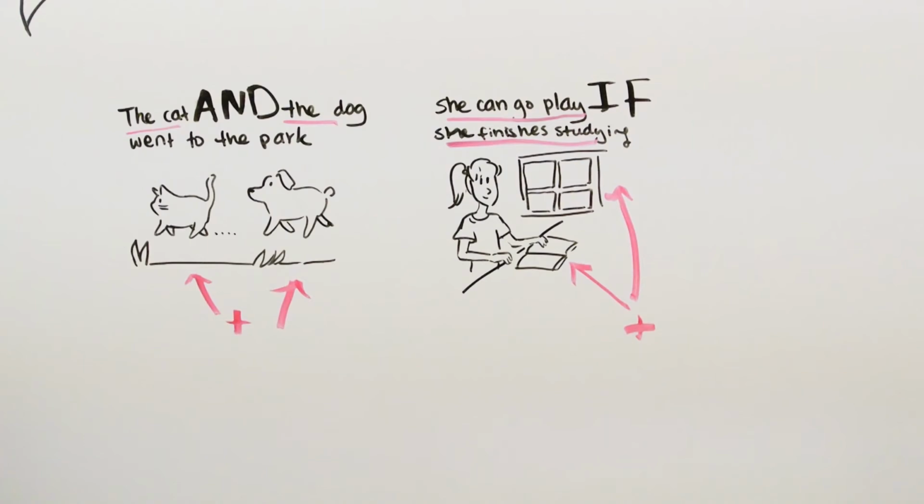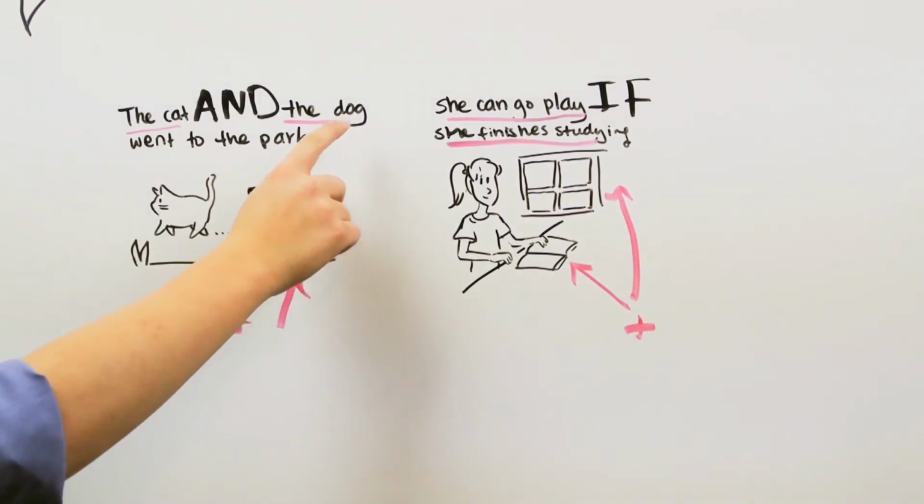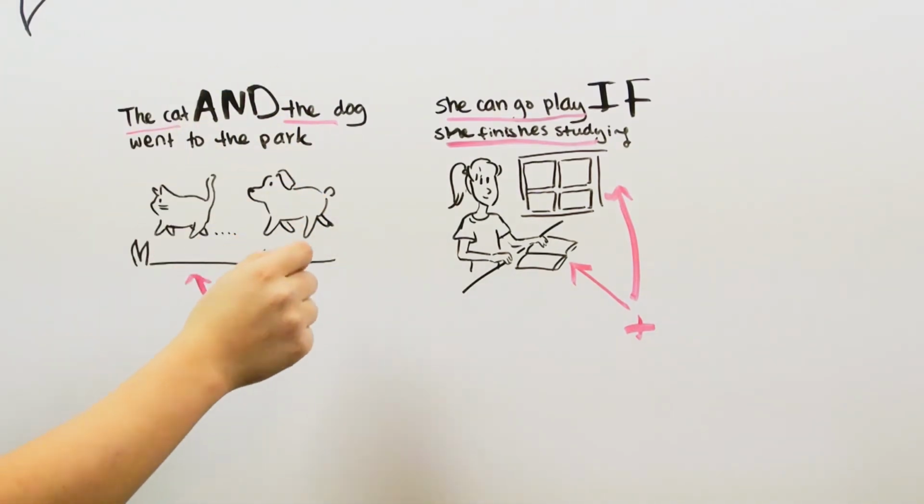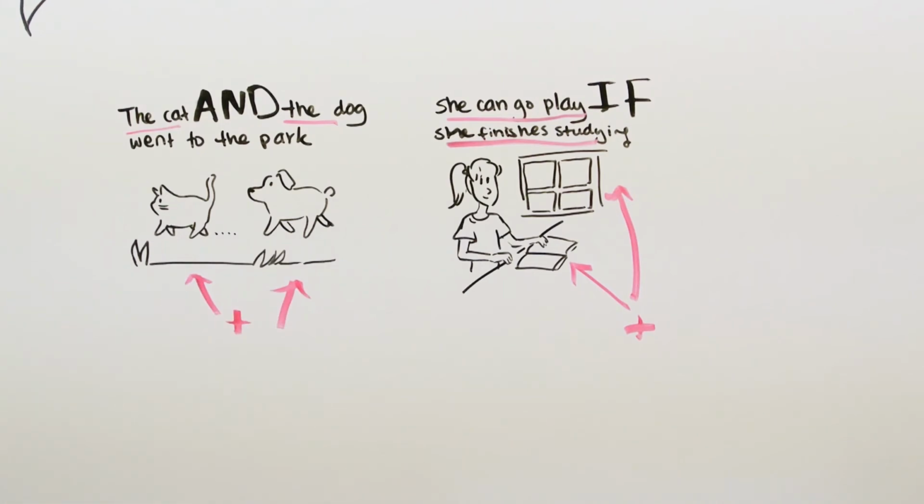Let's go over how these conjunctions work in sentences. If I said the cat and the dog went to the park, then the word and is a conjunction because it's linking the nouns cat and dog, as opposed to having to say the cat went to the park, the dog went to the park.